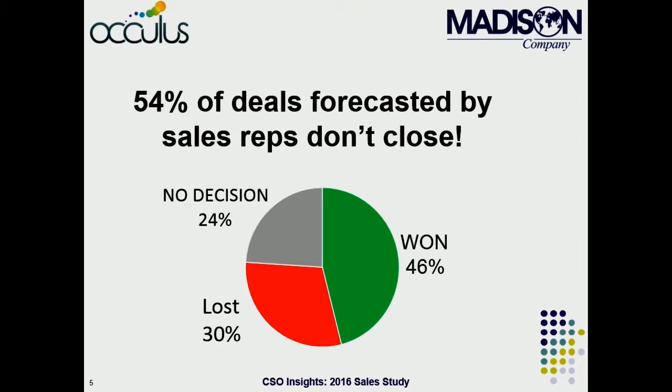A couple of years back, a CSO did a sales study, and it found that 54% of the deals forecasted by sales reps don't close. In other words, less than 50% are won. The rest are lost, 30% are lost, and 24% are no decision. So what we really see here is that deals that are forecasted don't always come true, and we've seen that often in our careers, I'm sure.